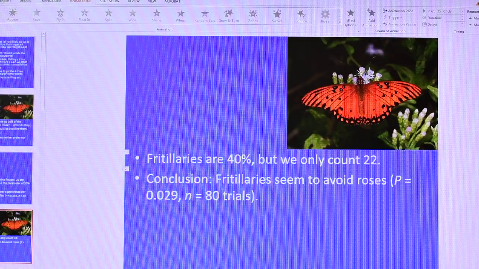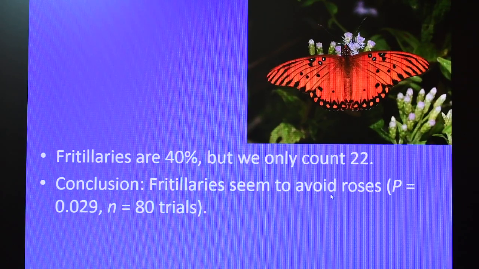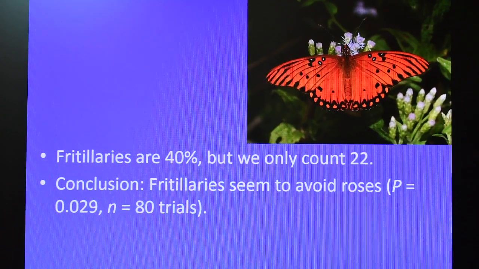So this is how you would write that. Conclusion: fritillaries seem to avoid roses. And here's the probability that we found by adding the two ends, and that's in 80 trials. Okay, so we'll conclude this video here.